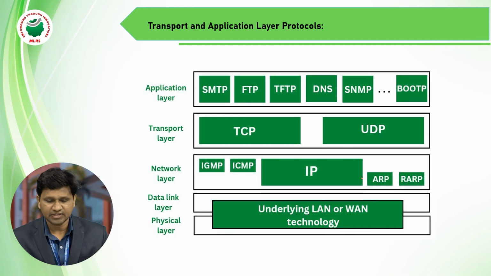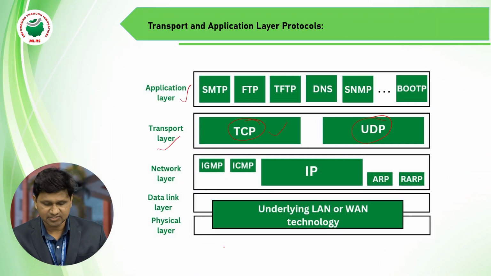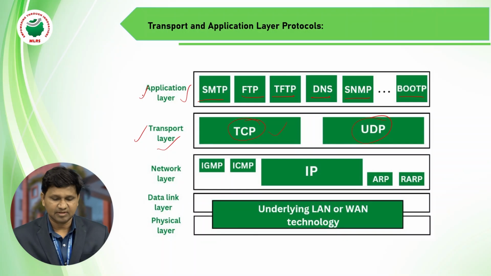Now see the transport and application layer protocols. In the transport layer, the major protocols are TCP, the Transmission Control Protocol, and another protocol called UDP. We also have the application layer, the top layer in the OSI model. Here we use protocols such as SMTP, FTP, TFTP, DNS, SNMP, and BOOTP. These are the protocols we use in the transport layer as well as the application layer.